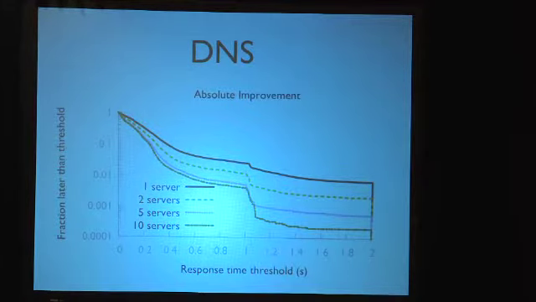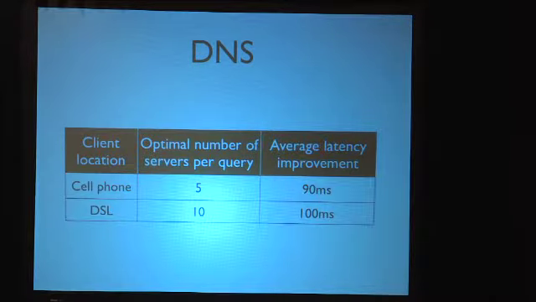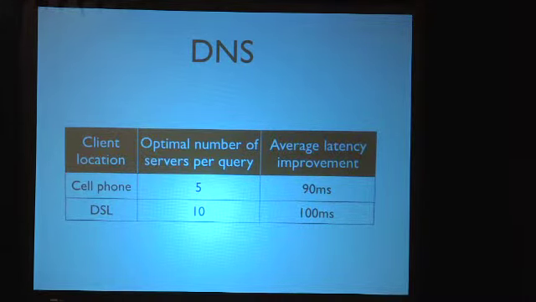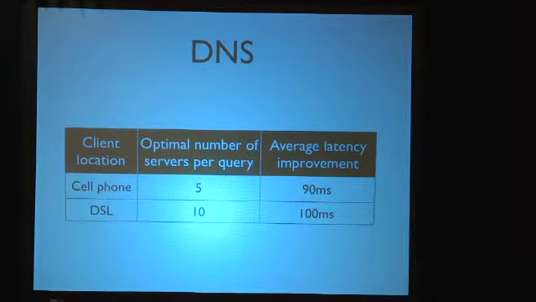Now, if you take these improvement numbers and normalize by the cost of overhead, then it turns out that the optimal thing to do is to contact 5 servers for each query if you're on a cell phone plan, and to contact 10 servers for each query if you're on a DSL plan. The corresponding latency improvements are 90 milliseconds and 100 milliseconds. Now, the incremental improvement from sending 10 copies instead of 5 is not that large. It's only 10 milliseconds at the cost of twice the overhead. But it still makes economic sense because, relatively speaking, DSL bandwidth is very cheap.